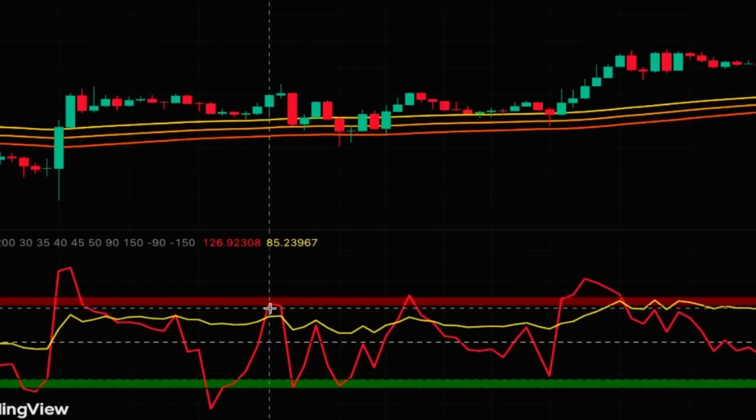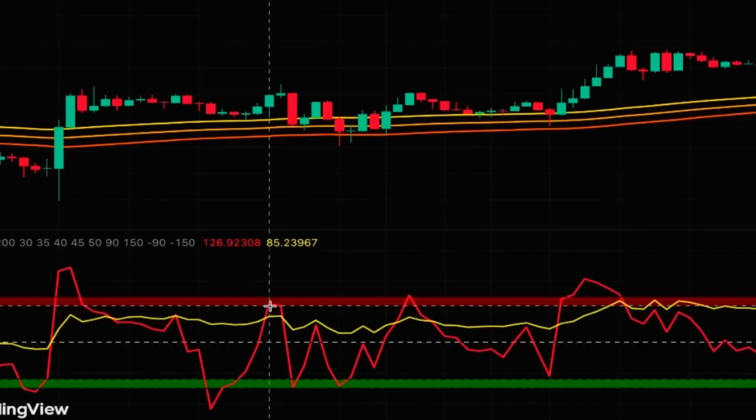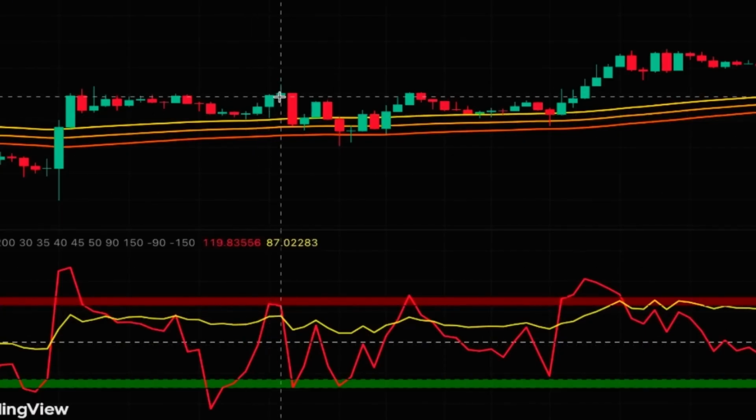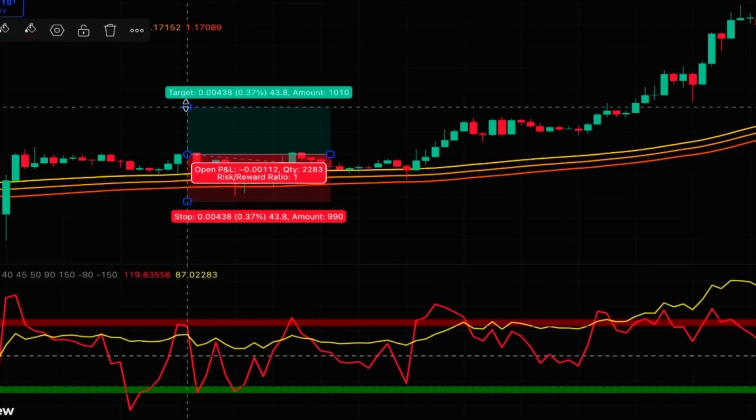We enter a long position only if the yellow line is not overbought. In other words, the yellow line should be below the red zone. So the buy signal is confirmed only if the yellow line is between the center line and the red zone. So in practice, we could enter a long position at this point with the stop loss below the ribbon. And this is a profitable trade.